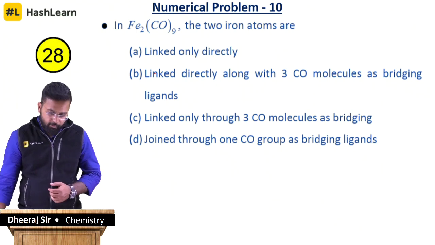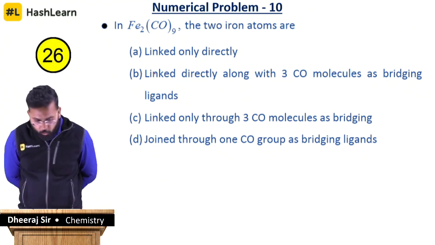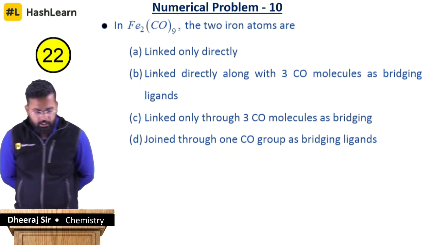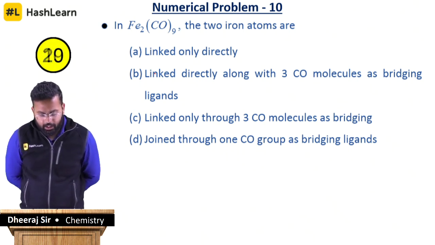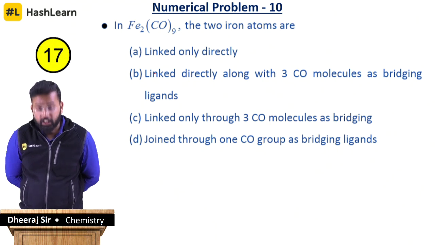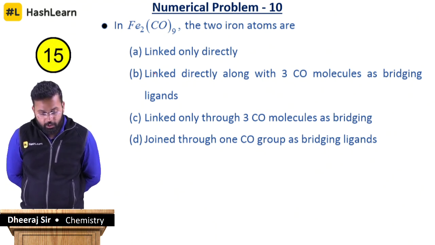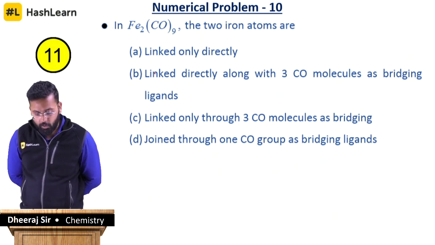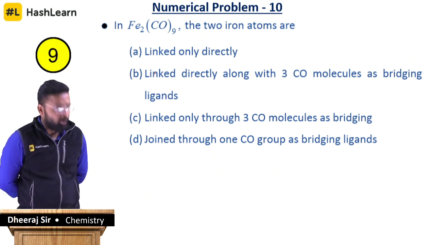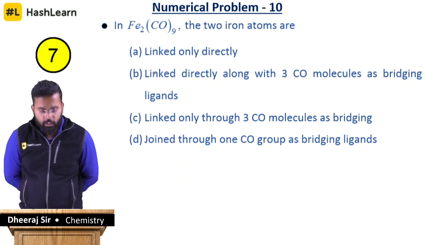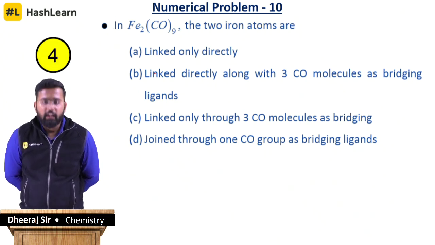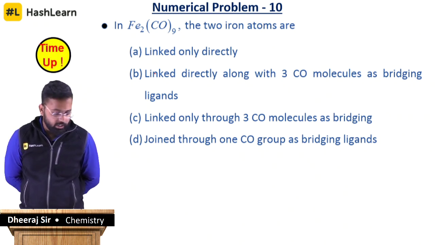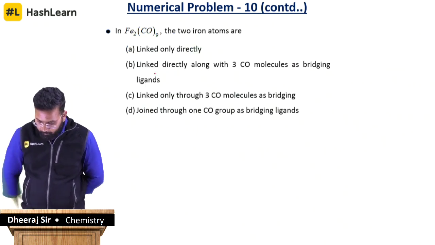In case of Fe, iron carbonyl, the two iron atoms are linked directly along with three CO molecules as bridging ligands, or linked only through three CO molecules as bridging ligands, or joined through one CO group as bridging ligand. So this can be answered only when you know the structure of the given iron carbonyl, Fe2(CO)9. So which one is it going to be? Think.